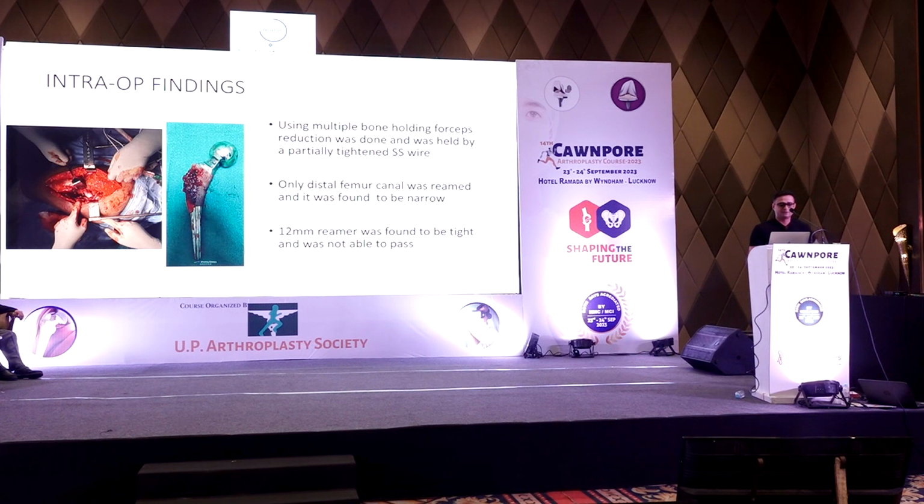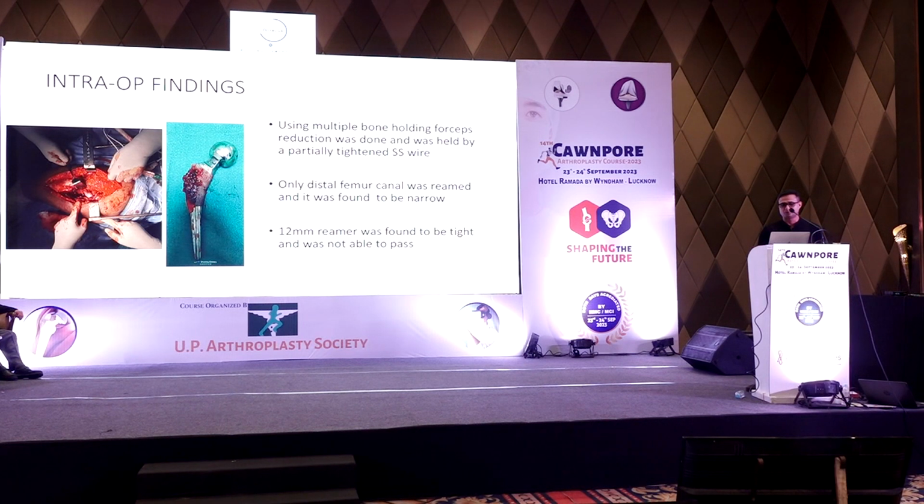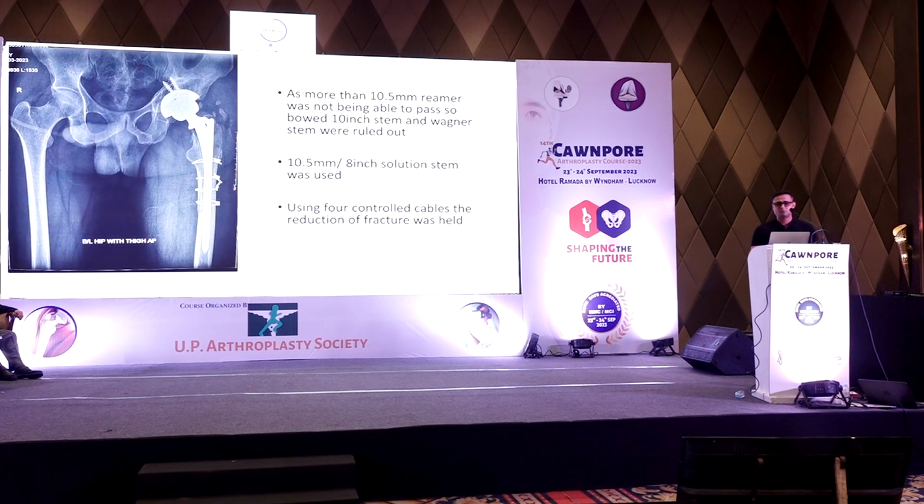So, intraoperatively, using multiple bone-holding forceps, reduction was done and was held by a partially tightened SS wire. The third wire is basically the SS wire, will be shown later. Then only the distal femur canal was reamed, and it was found to be quite narrow. A 12 mm reamer was not able to pass, and even a more than 10.5 mm reamer was not able to pass, so the 10-inch Solution stem and Wagner stem were ruled out.